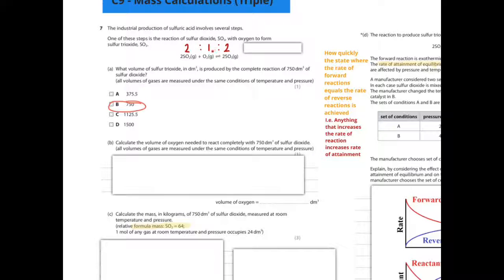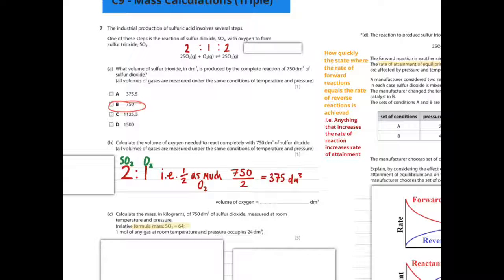But what we're saying is you need half as much oxygen to react with this successfully to produce that much. So you just halve 750, which will be 375. Because in the balanced symbol equation, the ratio is 2 moles to 1 mole. So you have half as much. So it's half of 750, which is 375.